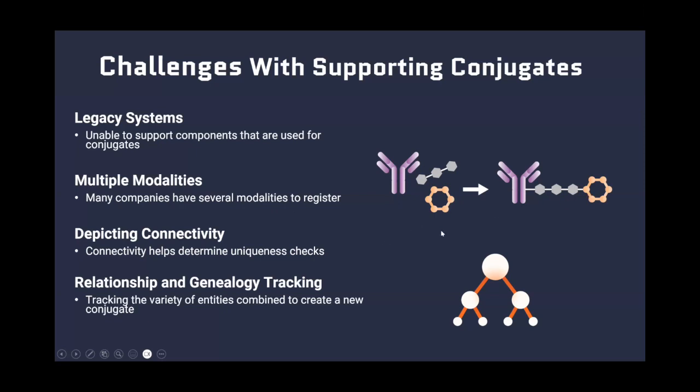How do you depict connectivity between these conjugate pieces? This is yet another challenge that we've faced in trying to register, for example, for ADCs. And finally, it's important to be able to track the relationship and the genealogy that each individual piece plays in the production or the construction of a conjugate. So with these challenges, Scilligence was able to develop our own conjugate builder.